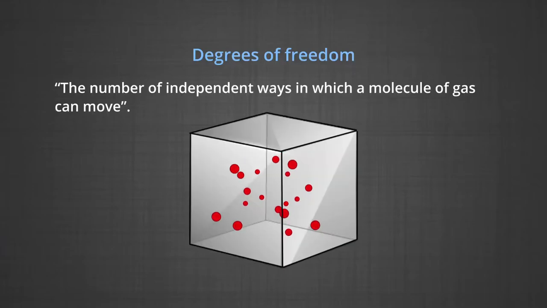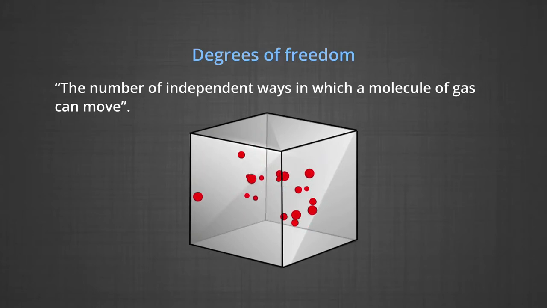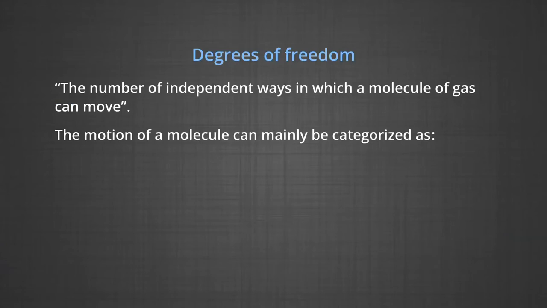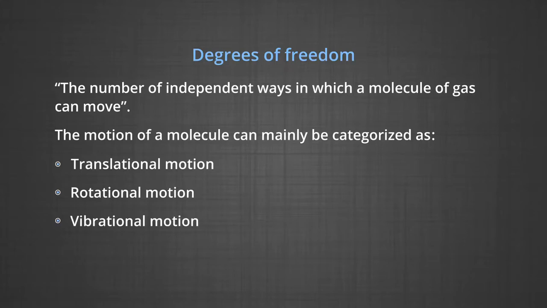So, what is the degree of freedom? The degrees of freedom are the number of independent ways in which a molecule of a gas can move. In case of kinetic theory of gases, we are interested in the motion of the molecules of the gas and the energy associated with this motion of the molecules. The motion of a molecule can mainly be categorized as translational motion, rotational motion, and vibrational motion. The number of degrees of freedom also defines the complete state of the molecule and the gas as a whole.